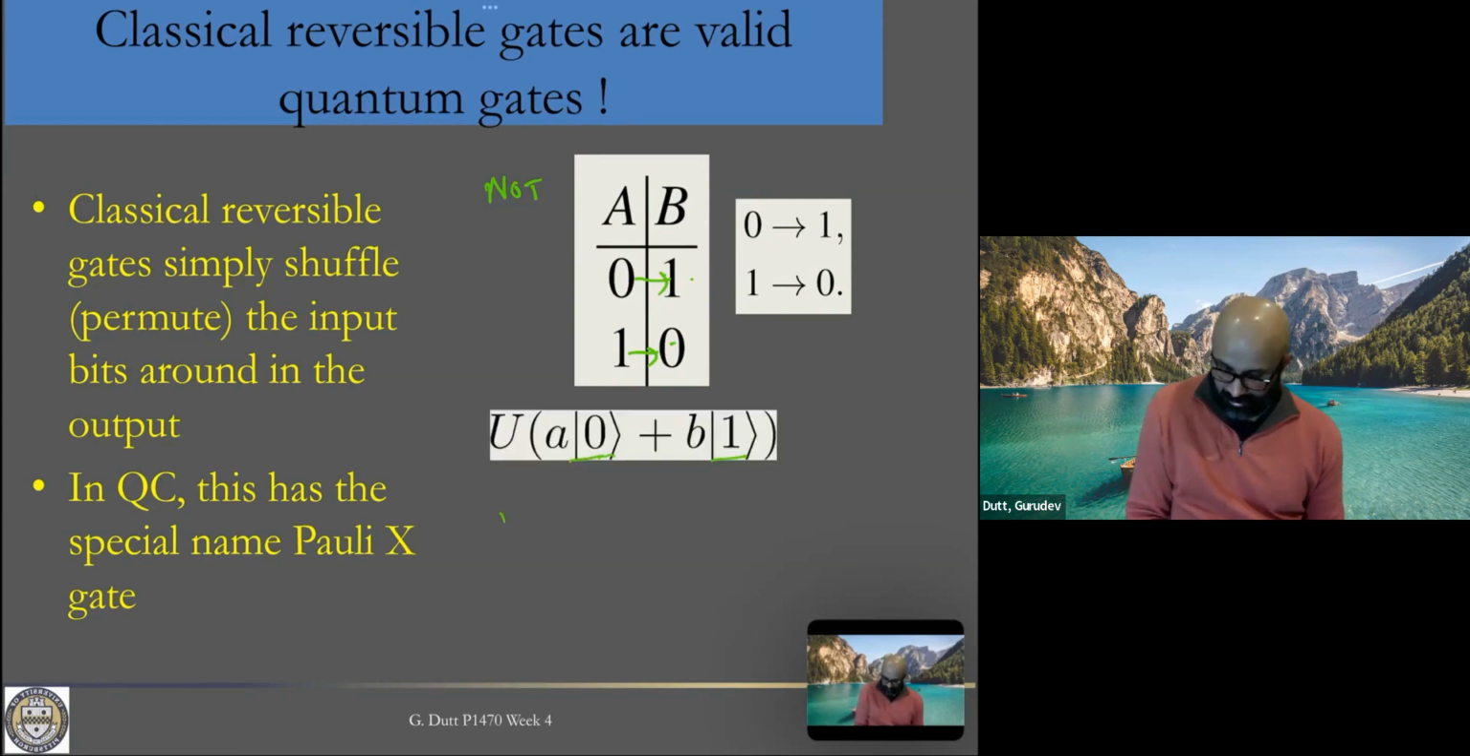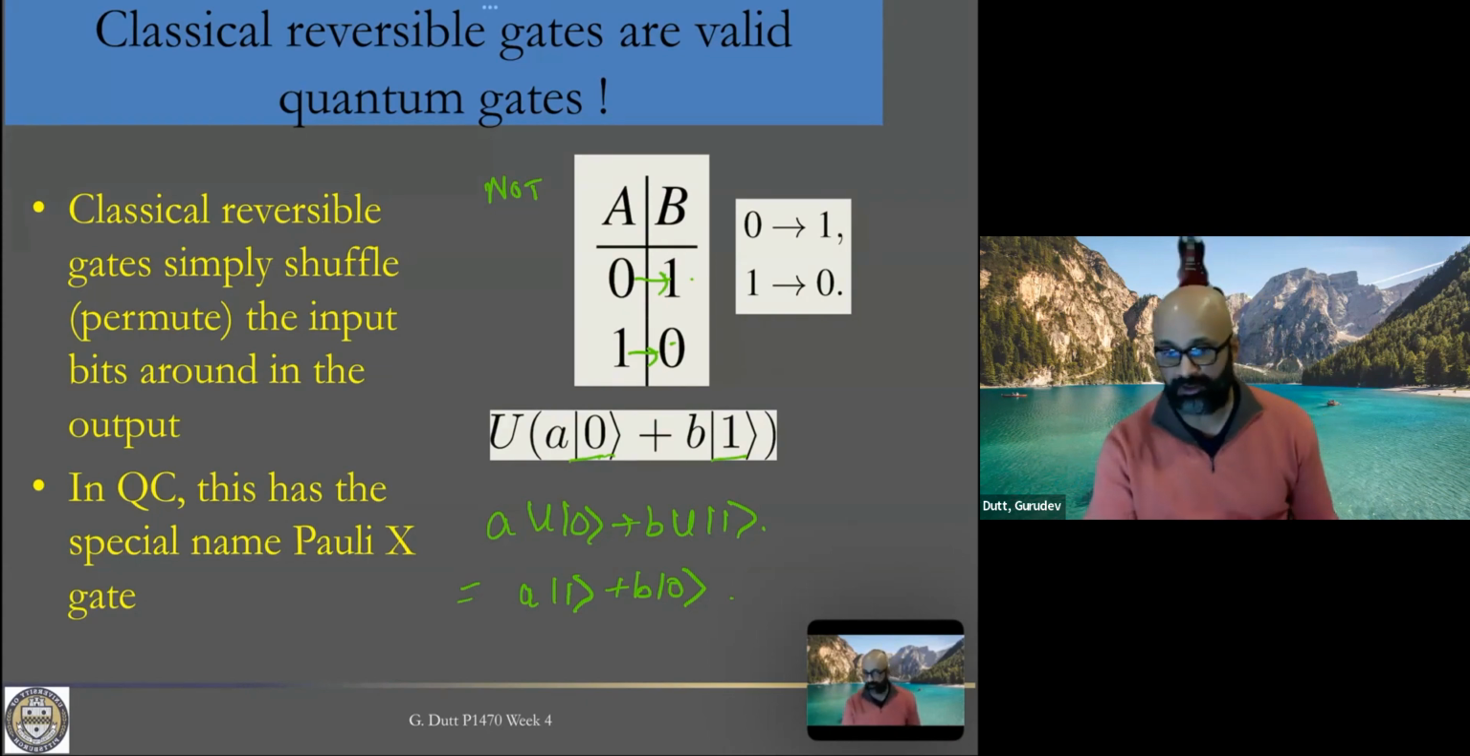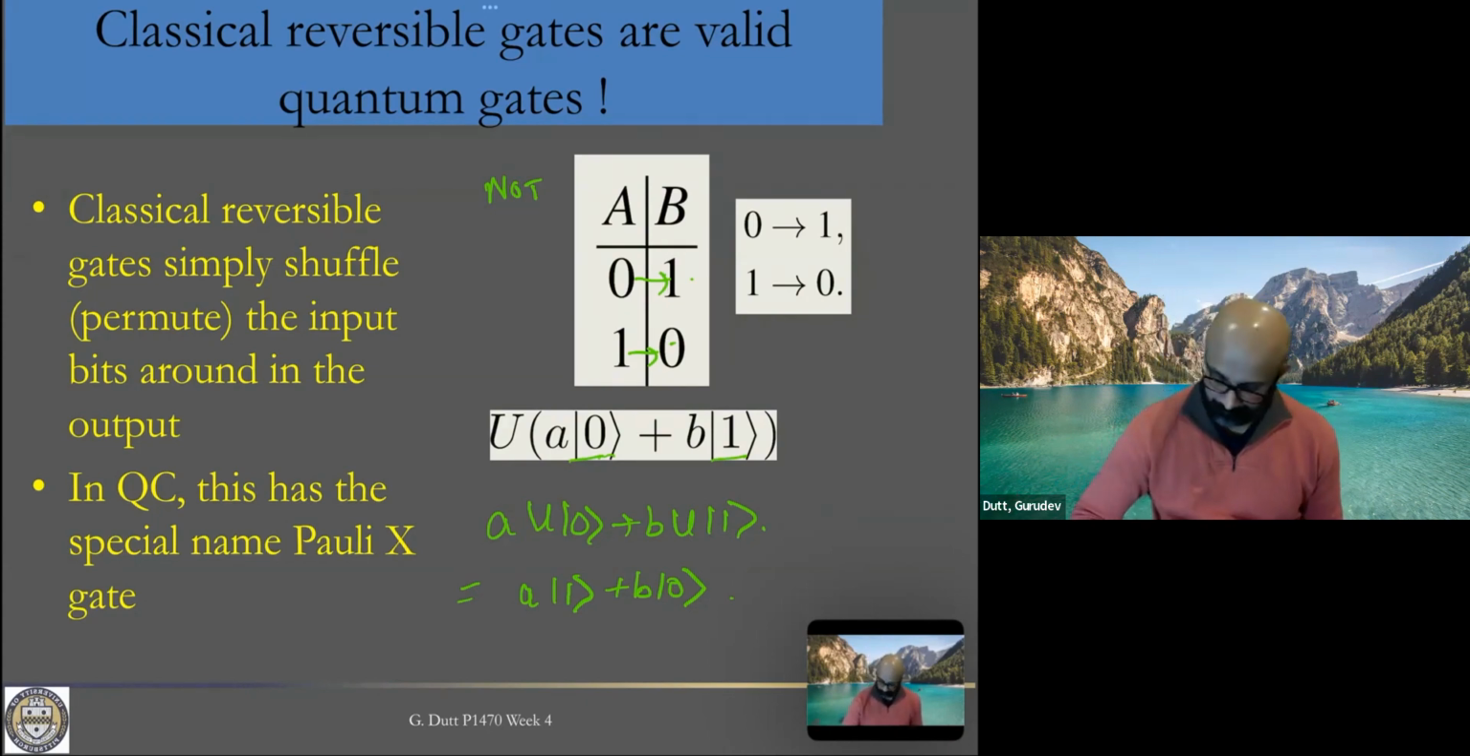So it's A acting on U of 0 plus B acting on U of 1, right? When I take that U inside, that's just going to give me A acting on 1 plus B acting on 0. And so that's the action of the NOT gate. It flips those 0 and 1 states around. And obviously the normalization of the state doesn't change because it's just still A squared plus B squared. So as long as A squared plus B squared was 1, this state will also remain normalized.